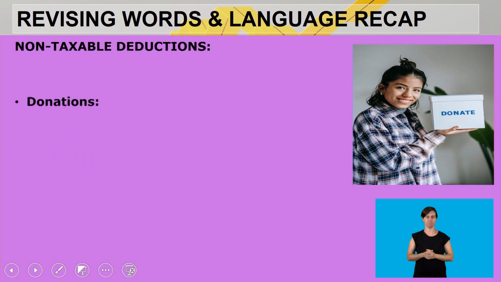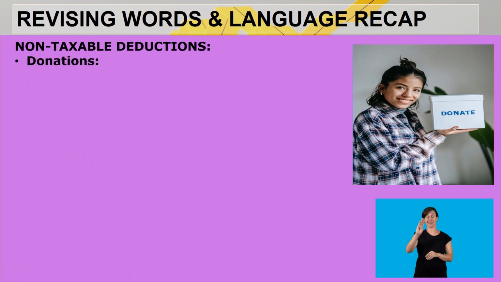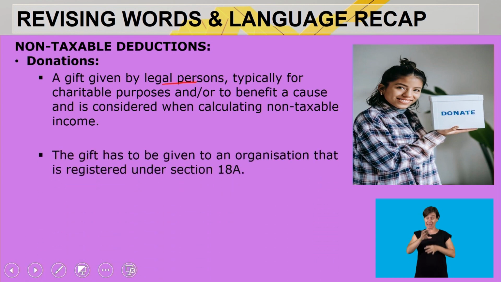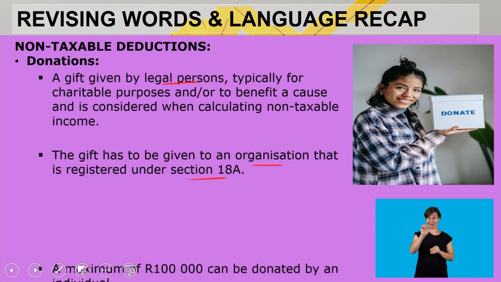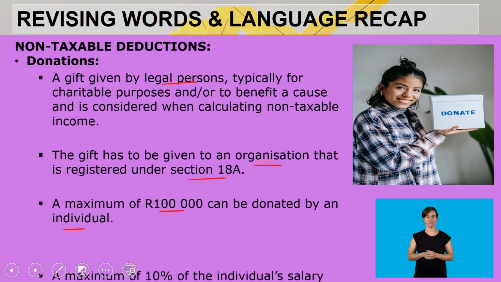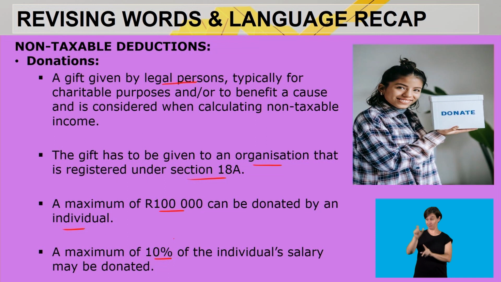Okay. Then another non-taxable deduction is donations. So what is important with donations? It's a gift by legal persons, right? Typically for charitable purposes and or to benefit a cause, right? It's considered when calculating non-taxable income. The gift has to be given to an organization, right, that is registered under Section 18A. Also important is that a maximum of 100,000 Rand can be donated by an individual. And then also a maximum of 10% of an individual's salary may be donated.